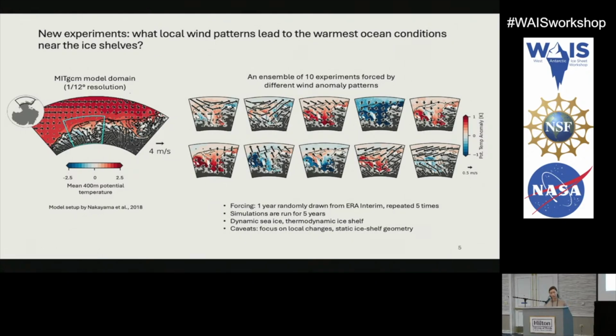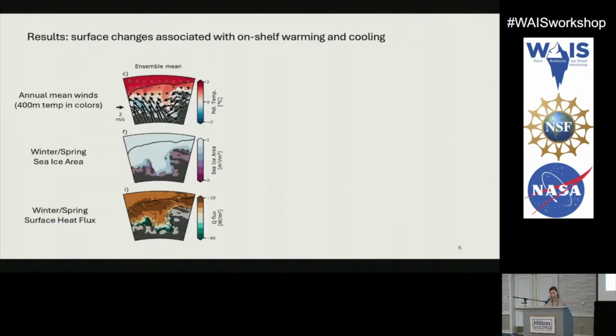So yeah, I ran the simulations for 5 years. It has dynamic sea ice and a thermodynamic ice shelf, which means that a caveat of this, which is the same as caveats from previous studies, is that the focus here is on local atmospheric changes, and also you can't evolve the ice shelf geometry.